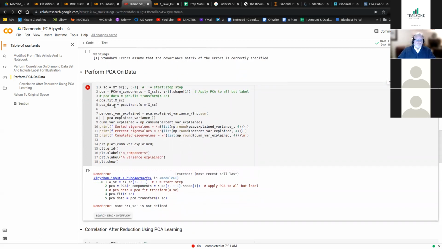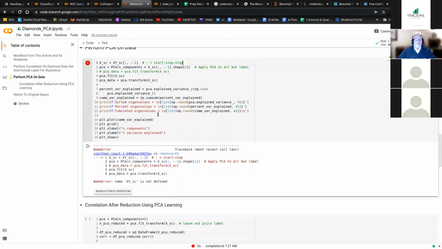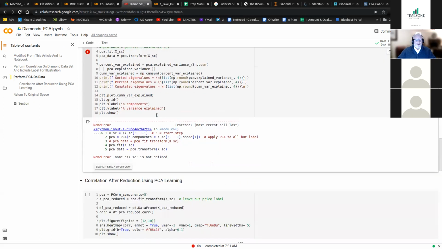And then, forgive me, I don't know why this is also here. If this is here, apply PCA to all but label. That's what this would have done. So this does look redundant here, but we'll keep going. Oh. We will have to rerun that then.